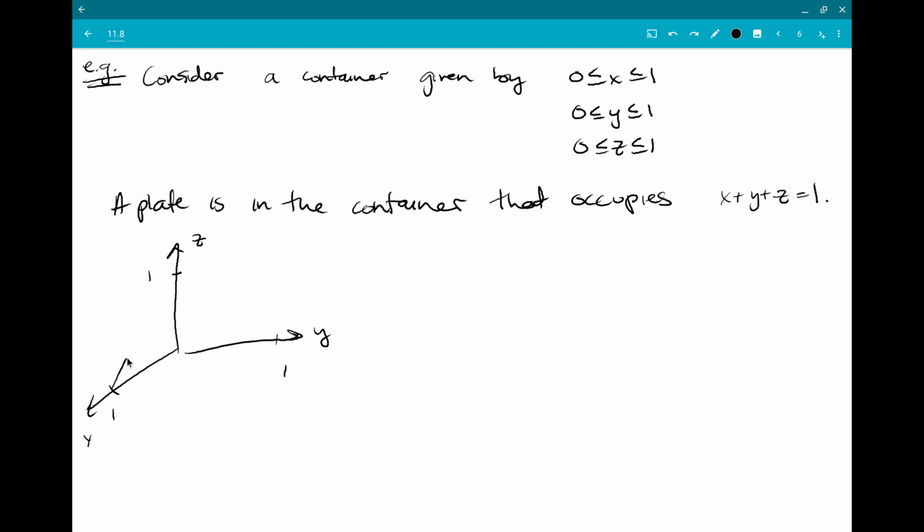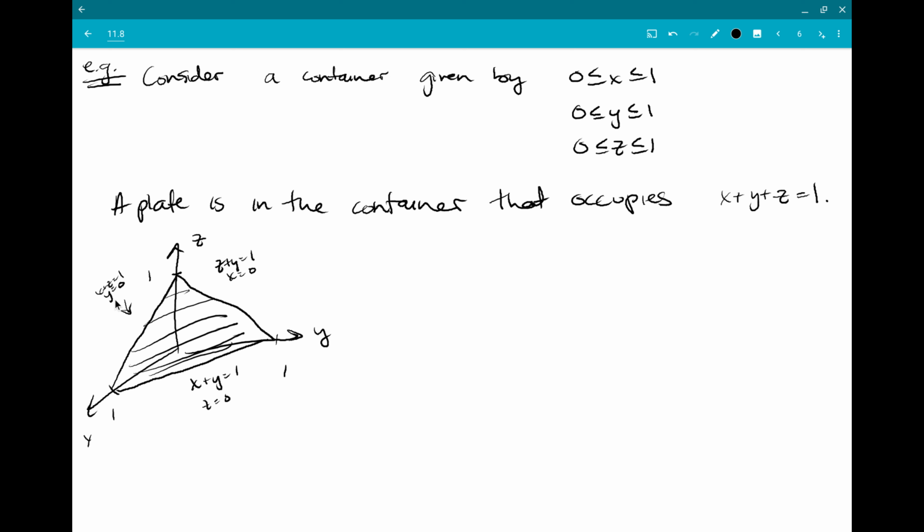x plus y plus z equals 1. So here's like the line x plus z equals 1 where y is 0. Here's the line z plus y equals 1 where x is 0. And here's the line x plus y equals 1 where z is 0. And so this kind of like triangular wedge is the plate sitting inside the box.